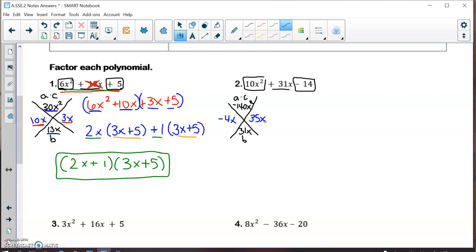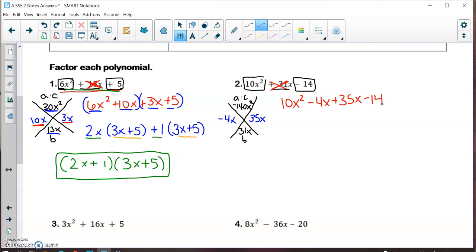And what's going to happen is we're going to take that negative 4x plus 35x, and we're going to replace the 31x with it, because a negative 4x plus a 35x does equal a positive 31x. So I'm not changing the value of my expression, I'm just changing the look of it and turning it from an expression with 3 terms into 4 terms. So I have a 10x squared minus a 4x plus a 35x minus a 14.